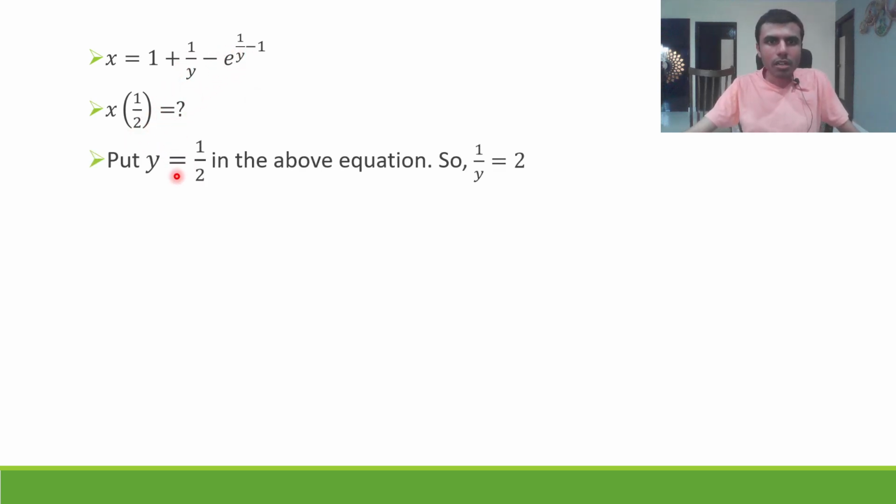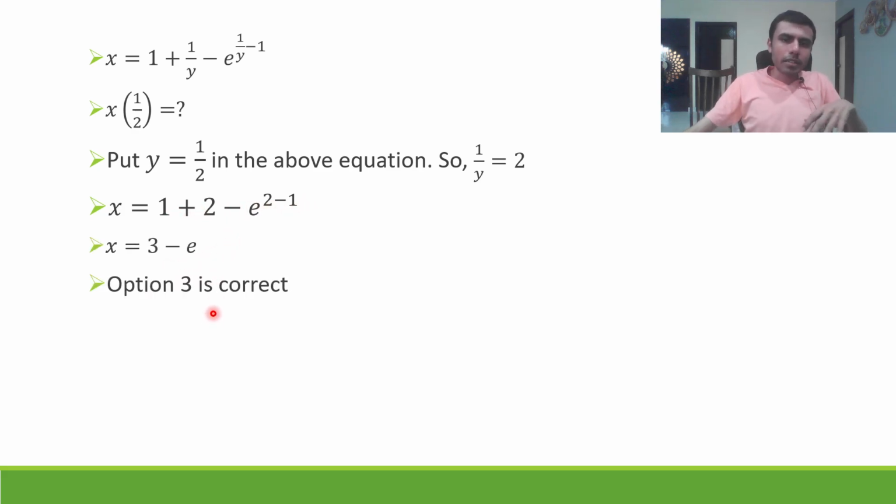Now they asked to find, so this is my equation, the solution to the differential equation, and x of 1 by 2. They are asking to put y as 1 by 2. y is 1 by 2 means 1 by y is 2. So put it back here: x is equal to 1 plus 2 minus e power 2 minus 1. So 3 minus e, that's the answer. So option 3 is correct. That's it.